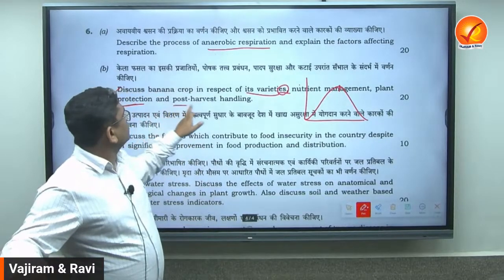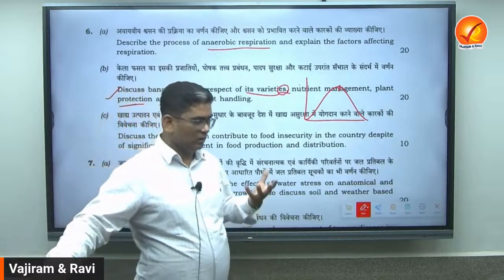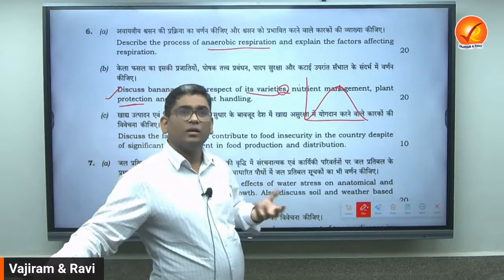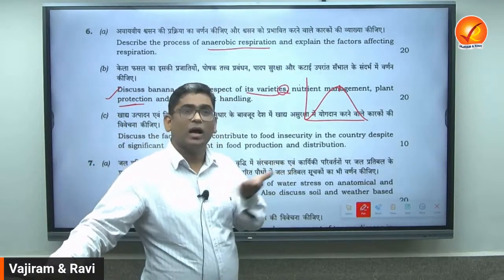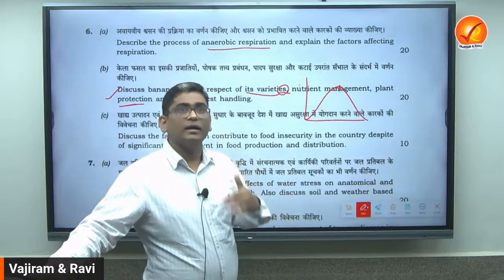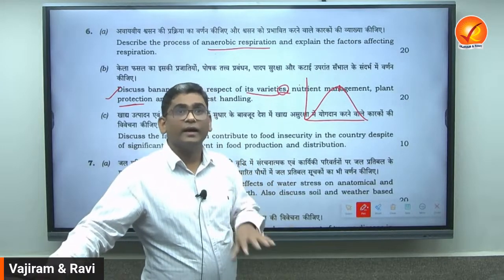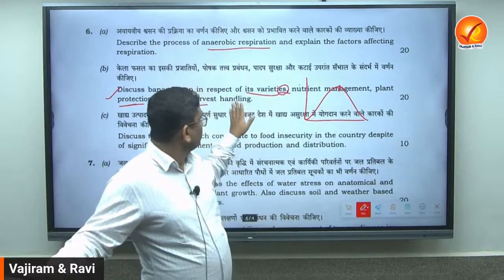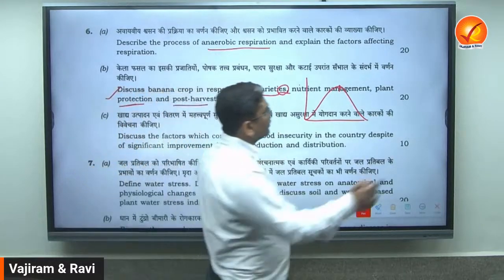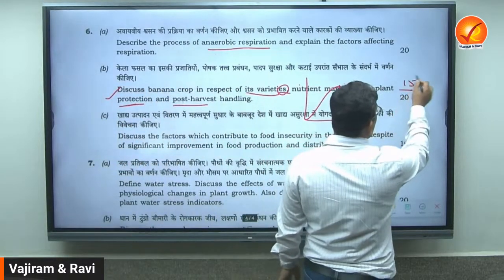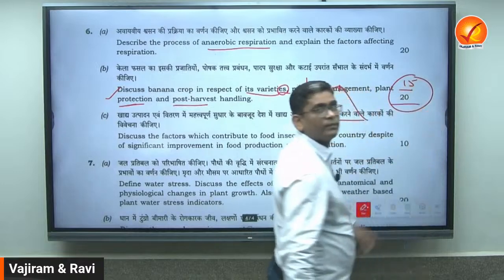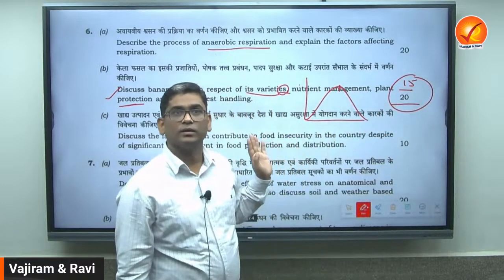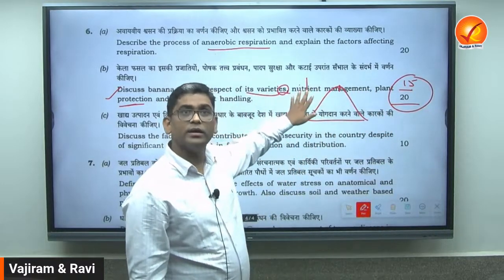Then post harvest handling. What does post harvest handling mean? Proper harvesting method, then cleaning, washing, grading, packaging, transportation. You have to mention this here. It was very easy to get around 50 marks out of 20 here, minimum, straightforward. If you are writing each and everything, most of the students attempted each and every part of this one.